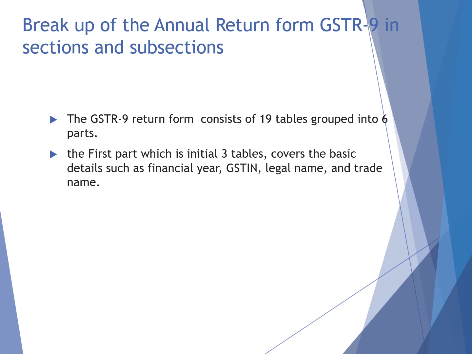As we all know, the GSTR 9 consists of 19 tables, which are grouped into 6 parts. The first part includes table 1 to table 3, which contain the basic information such as the financial year, GSTIN, legal name, trade name, etc. The actual working in form GSTR 9 starts from table 4.